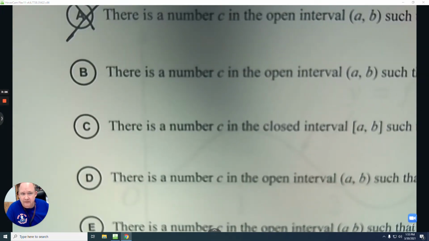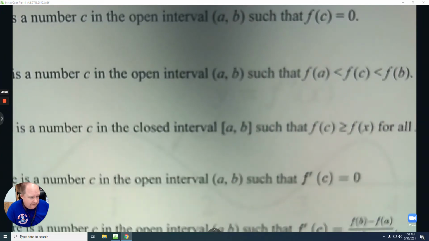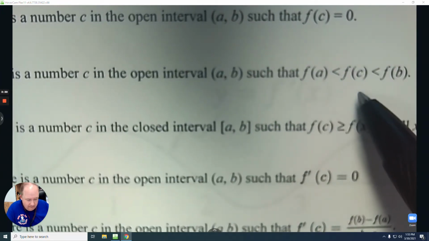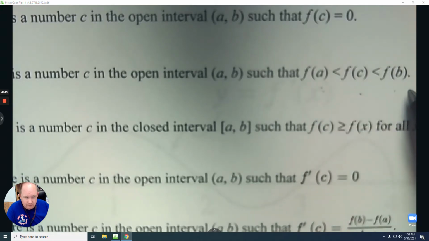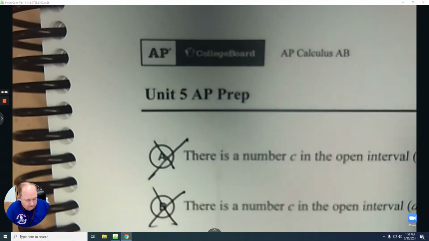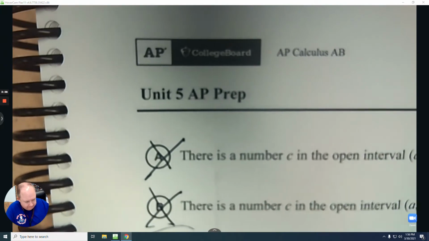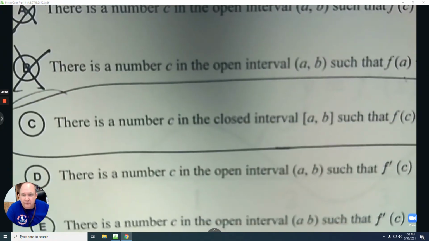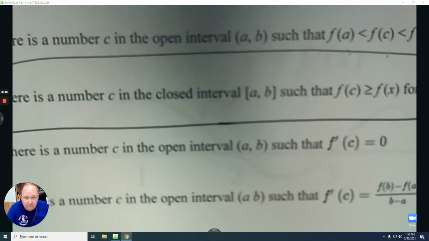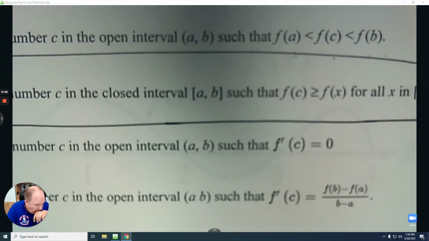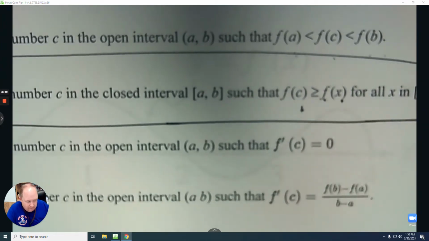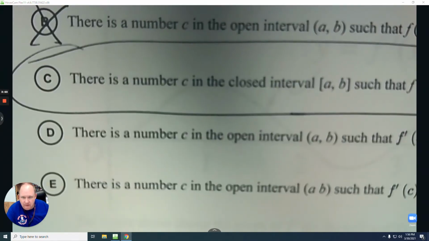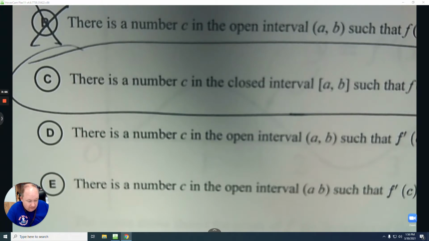There is a number c in the open interval so that this happens between a and b. Well, a doesn't have to be the smallest number and b the largest number. The correct answer is going to be right here. So there is a number c in the closed interval such that there's some number that's greater than another number for all x from a to b. This one's more of a conceptual kind of question in terms of understanding continuity.